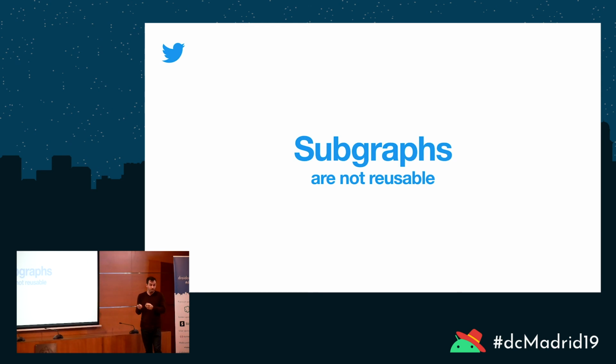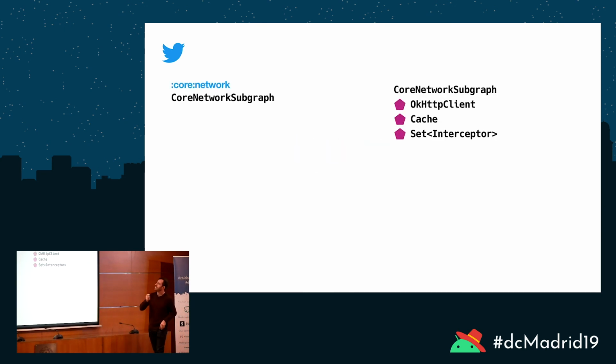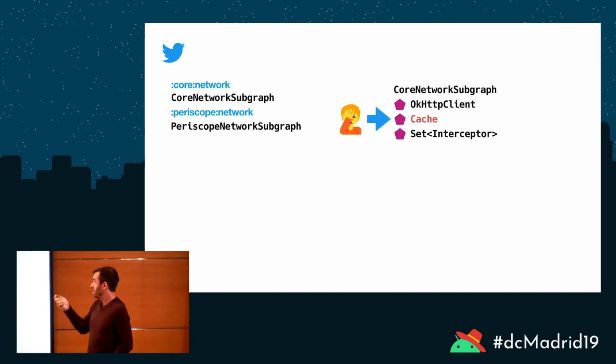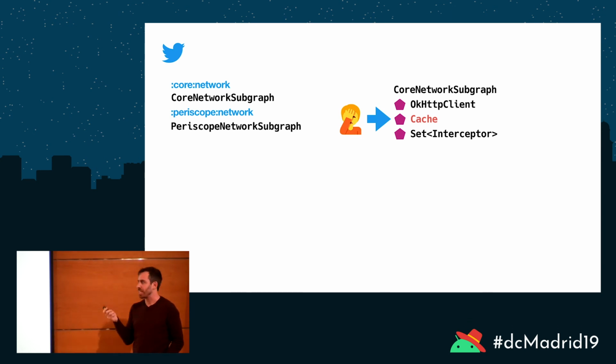Good luck with that. For the reasons that I mentioned before, the subgraphs, they are not the modules themselves, they don't really provide a validated interface, right? So it's not really designed for doing that. But our subgraphs are. So let's say that you have a core network subgraph that offers these components. We could reuse that directly in Twitter. But maybe Periscope needs another cache. So what we will probably have to do is to rewrite the subgraph by replacing the cache, right?